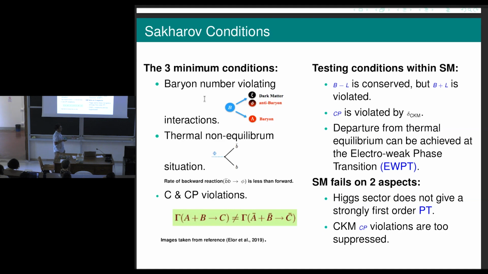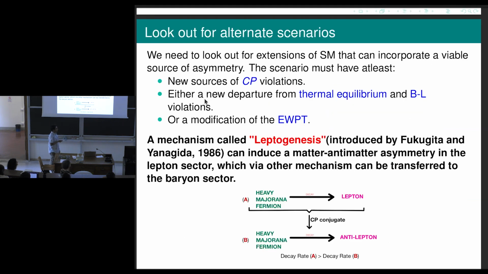Within the standard model, B minus L is conserved and B plus L is violated, and CP is violated by the CKM phase, delta CKM. The departure from thermal equilibrium can be achieved at the electroweak phase transition. But the standard model fails on these two aspects: the Higgs mass does not give a strong first order phase transition, and the CP violation from CKM is very small, it is suppressed. So we need to look for an extension of the standard model that incorporates a viable source of the asymmetry. The scenario must have some new source of CP violation, or a new departure from thermal equilibrium and B minus L violation, or a modification of the electroweak phase transition.